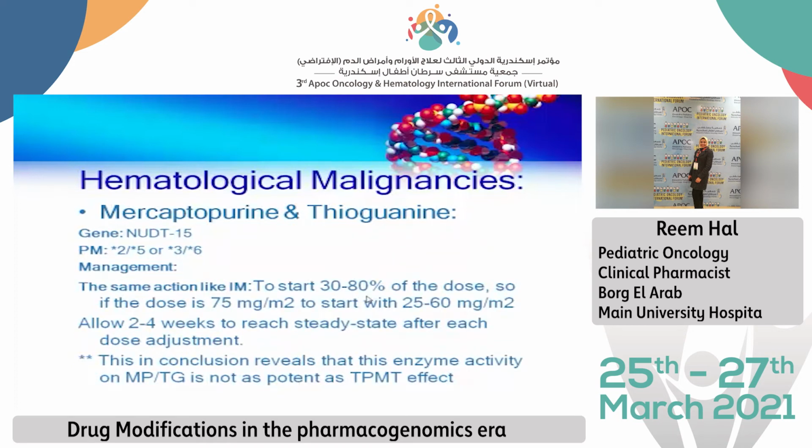On the other hand, here the poor metabolizer is *2/*5 or *3/*6, but the management here is like the intermediate metabolizer, to start 30 to 80% also of the dose. So if the dose is 75 milligram per meter square, start with 25 to 60 and allow 2 to 4 weeks to reach the steady state. This in conclusion reveals that this enzyme activity on mercaptopurine and thioguanine is not as potent as the TPMT effect.